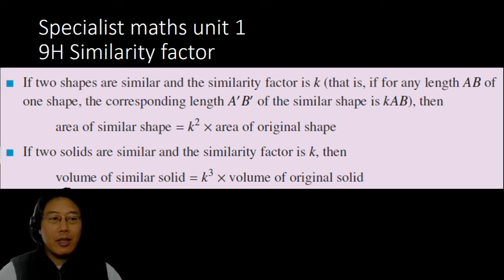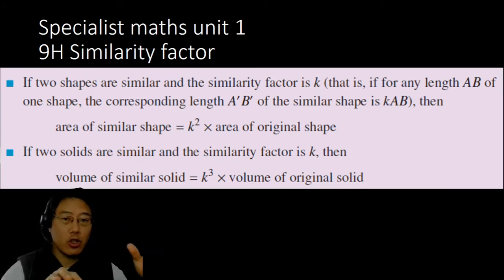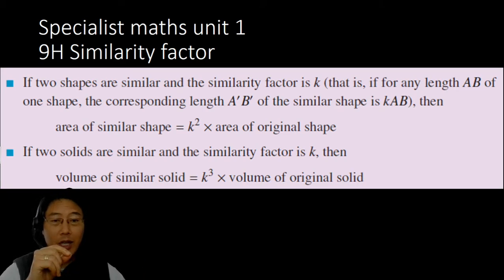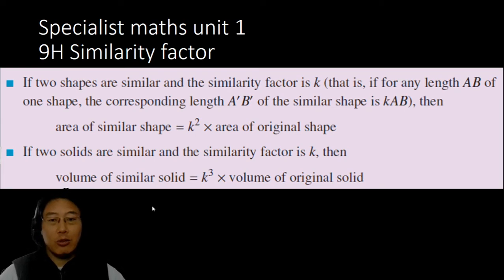Now it doesn't matter if the image is smaller; what matters is what you start with. If you start from a smaller original and enlarge to a larger similar shape, your K factor is going to be greater than 1. But if you reduce, if you have a larger one and you go down to a smaller one, then the K factor is always positive, so it's greater than 0, and it's going to be less than 1. So let's say you reduce by 2, the K factor will be a half.